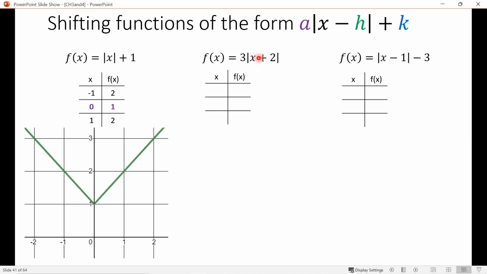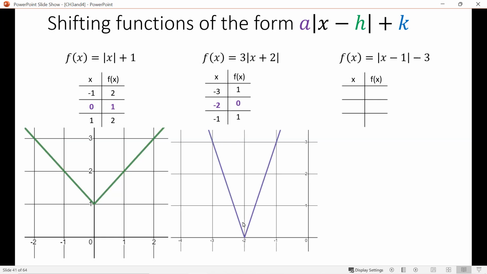Now, if we added 2 inside of the absolute value bars, just like when we did it inside parentheses in our quadratic functions, this is like subtracting a -2. So our h is -2, which means we're going to shift 2 to the left. Then this 3 is going to cause us to grow 3 times as quickly. So if we plug in some points, you see that the base of our absolute value is when x is -2, because we've shifted 2 to the left. All right, and we grow 3 times as fast as we did before.